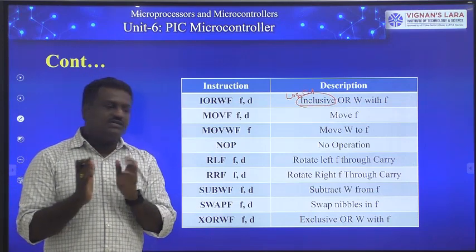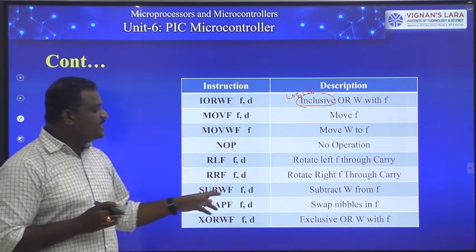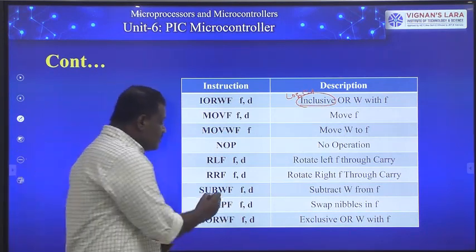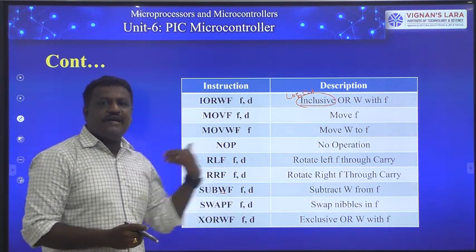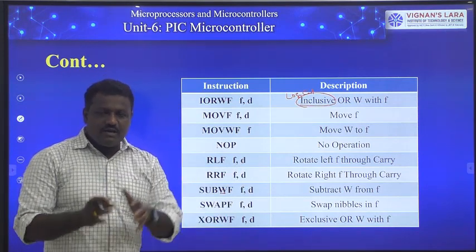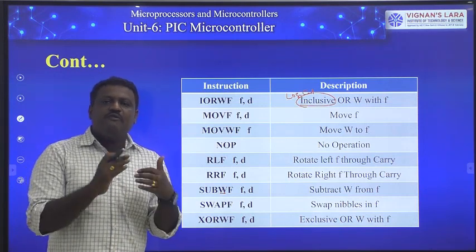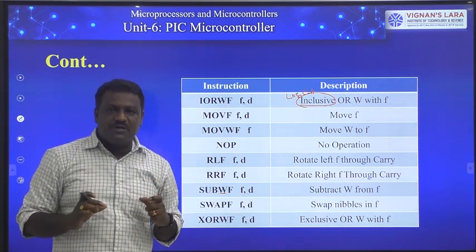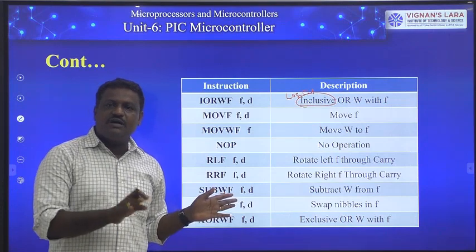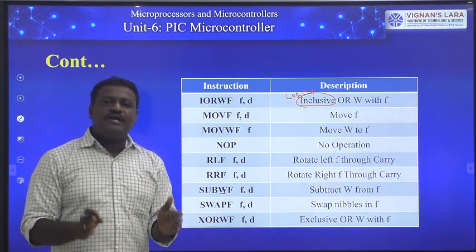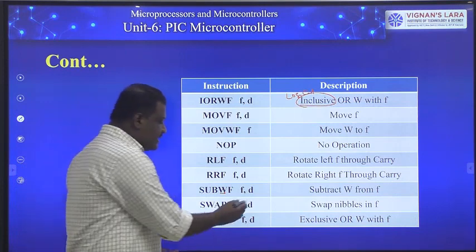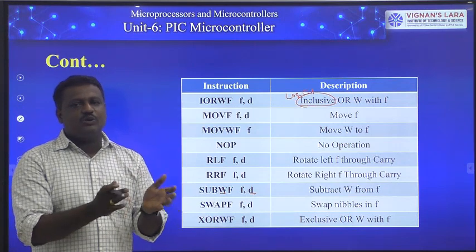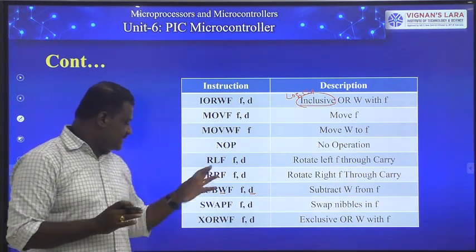Next one is SUBWF F, D. That means subtract working register W content from file register F content. After that subtraction, whatever result we get at the output can be stored either in working register W or in file register F. That again purely depends on bit D. If D is equal to 0, the result goes to working register W, or if D is equal to 1, the result goes to file register F itself.